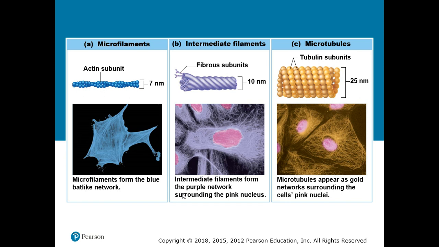So again, microfilaments, these are going to be things like actin and myosin. These are going to come into play when we talk about the muscular chapter. We have intermediate filaments. These form a purple network surrounding the pink nucleus to help brace it. And then even tubulin subunits, these appear and they actually help with cellular reproduction.